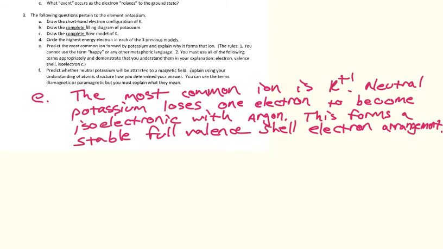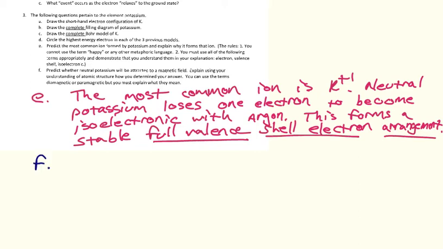The most common ion is potassium plus 1. Neutral potassium loses 1 electron to become isoelectronic with argon. This forms a stable full valence shell electron arrangement. Now you notice I didn't say because noble gases just happen to be stable. That's an observation. The reason is that a full valence shell happens to be a stable electron arrangement or configuration. You don't have to say arrangement. That's the key phrase there.